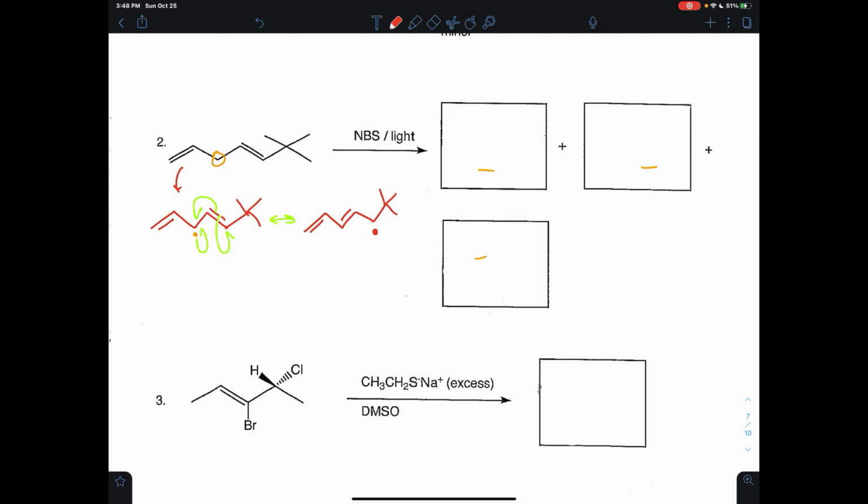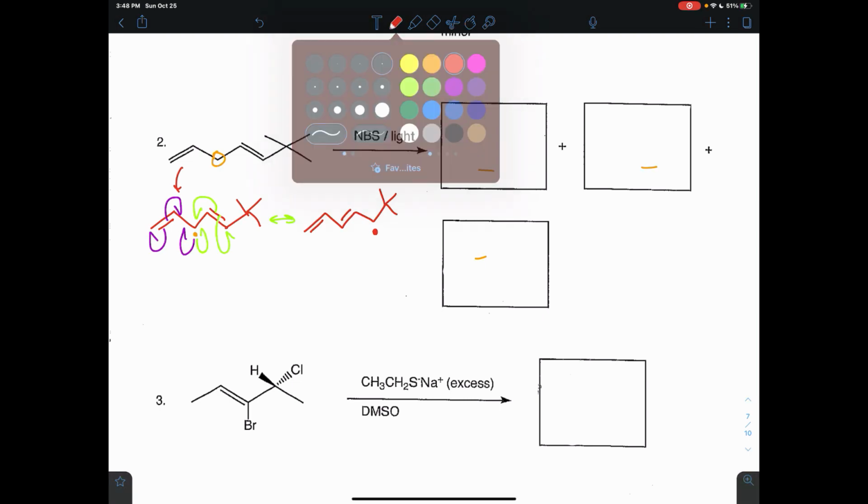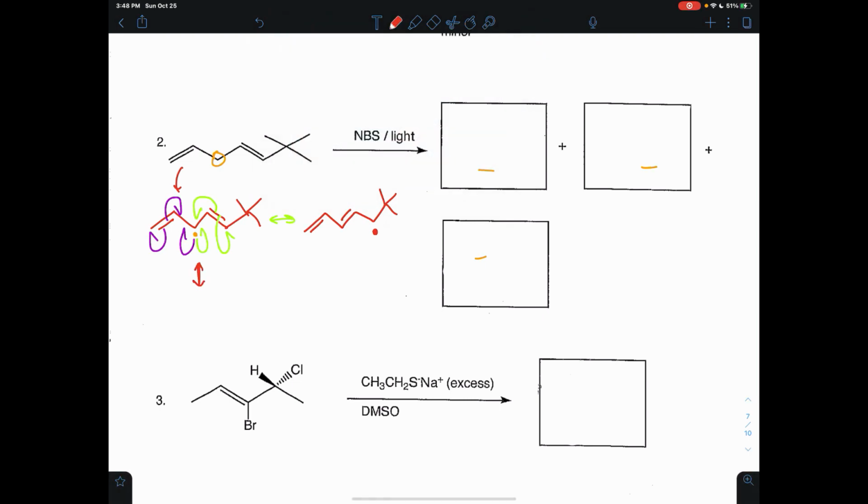Now the other resonance contributor is this radical is going to resonate this side with this point, and it's going to go here, and then you're going to end up with this double bond here, and now the new double bond is going to be formed right here, and then you have a radical at the end.